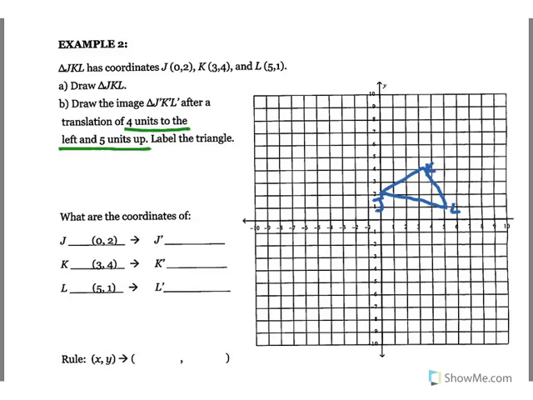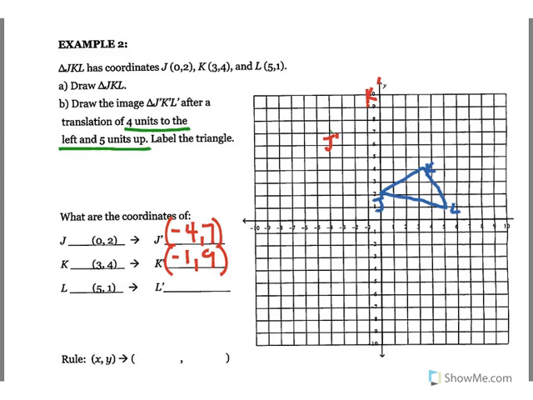So you'd start at J and you'd go over left 1, 2, 3, 4 and up 5. 2, 3, 4, 5. So your new coordinates for J would be at -4, 7. And then you would put J prime. And for K, you would count 4 units to the left and 5 units up. And your new coordinates for K would be at -1, 9. And you have to make sure that you put the prime symbol.